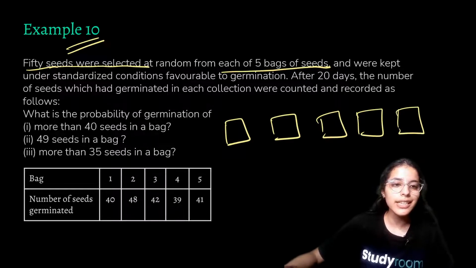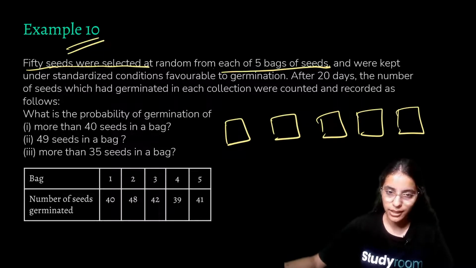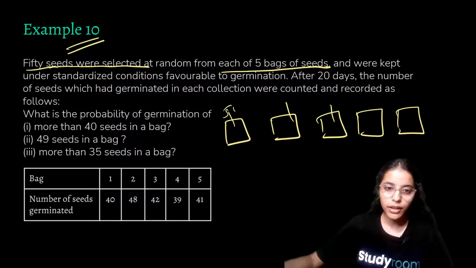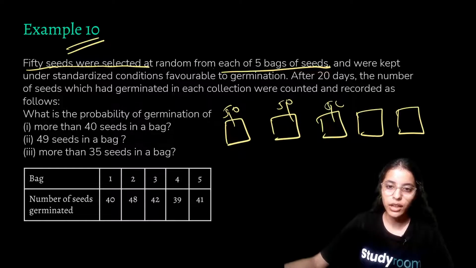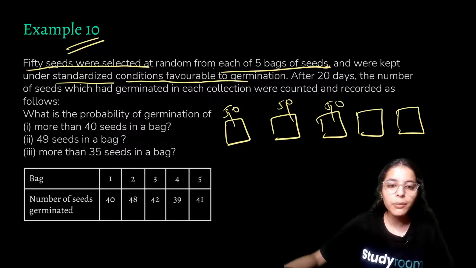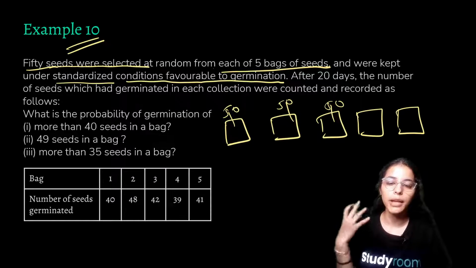Now 50 seeds were selected at random from each of the 5 bags of seeds. So these are the 5 bags of the seeds, and 50 seeds were selected from each. So right here we have selected 50, 50, 50. And now these bags have been kept under the standardized condition favorable to germination, so that the seeds could germinate and make a plant.